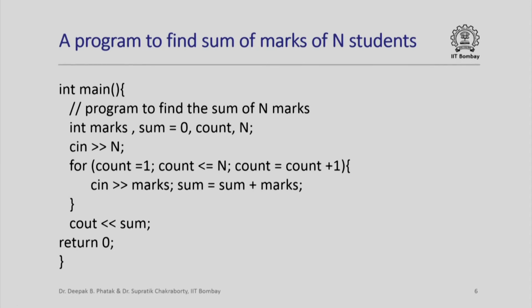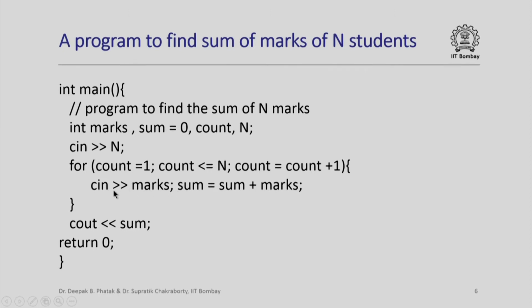You are familiar with the for iteration. n is the number of marks or number of students whose marks I wish to add. I input the value of n and I set up this iteration. You are all familiar with this. For count equal to 1, count less than or equal to n, count equal to count plus 1 sets up an iteration which starts with count equal to 1 and ends with count equal to n. So 1, 2, 3, 4, 5, 6, n times it will do this iteration.